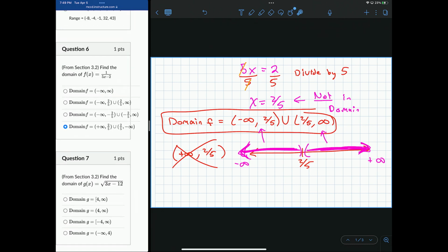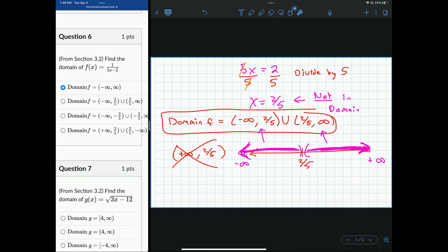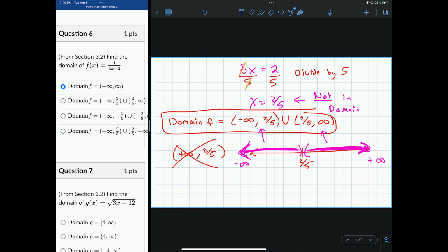And so that's what's wrong with the option that I have currently selected. With this one, what's wrong is that I wrote negative 2/5, and it was positive 2/5. What's wrong with the first option is you can't plug in negative infinity to infinity because of the divide by zero. So this is the correct option, the one I have selected now.